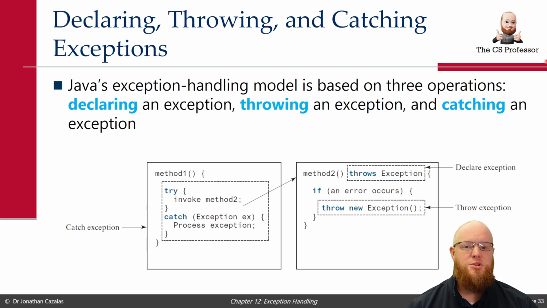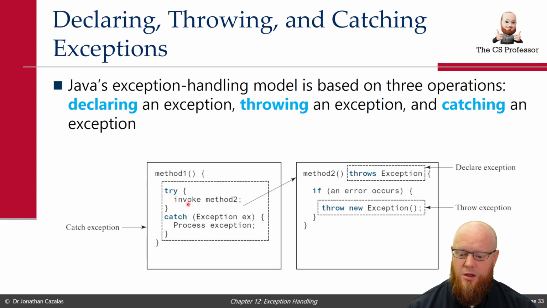So Java's exception handling is really based on three operations: the idea of declaring an exception, throwing an exception, and catching an exception. So you see here we have method 1, we have method 2. Method 1 contains this try-catch block. When you see a try-catch block, the purpose is, we're going to try some code that may ultimately cause an exception. Whether that exception is caused here locally in this method, or this try block includes a call to some other method that then results in an exception. So the latter is what we see here.